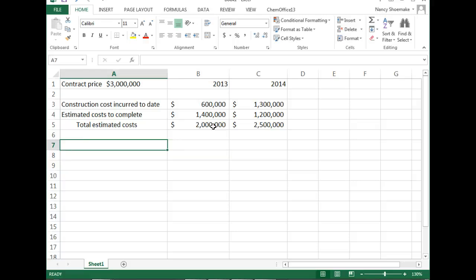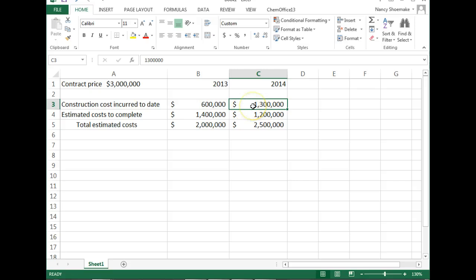For 2014, I think it's 700,000 it says on there. So, why do we add together 1,300,000 construction costs incurred to date? Because it's to date, and 1,200,000, 2,500,000. I'm sorry, what? People are just confused how you got 1,300,000.